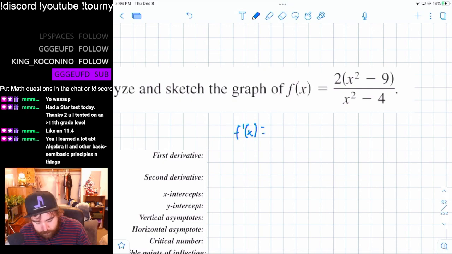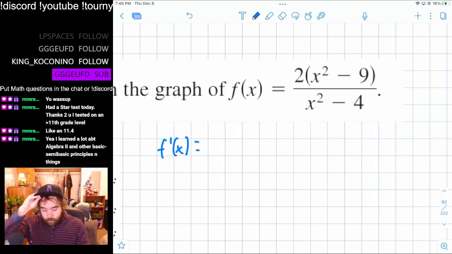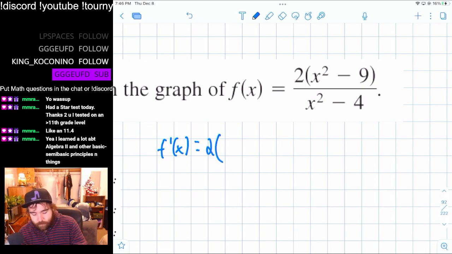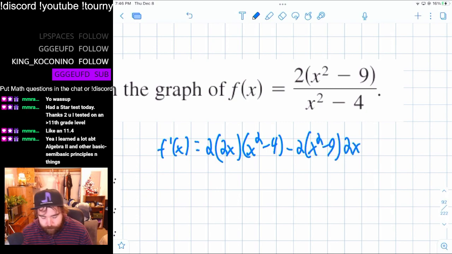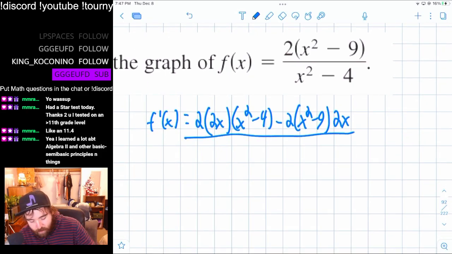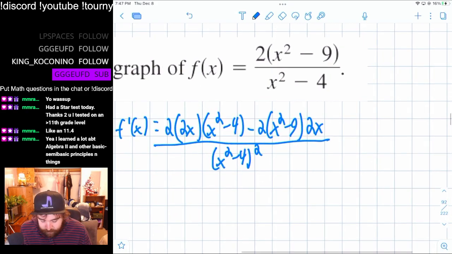F prime of x, we're going to have to use the quotient rule. So the derivative of the top, I'll write that as 2 times 2x, times the original bottom, x squared minus 4, minus the original top times the derivative of the bottom, which is just 2x. And all of that over x squared minus 4, squared. That is a crazy first derivative, especially to have to do it twice.